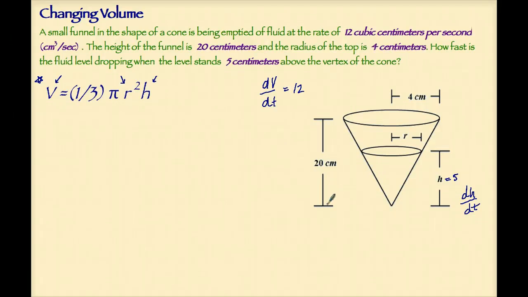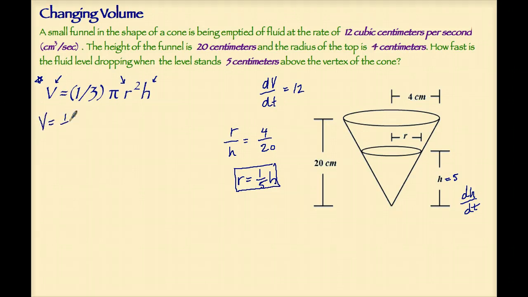Why? Because they told us that the height of the cone is 20 and the radius at the top is 4. The relationship between the height and the radius is proportional all the way down. So r over h is always going to be proportional to 4 over 20. Using this proportion, we'll be able to rewrite radius in terms of height. That means r is equal to 1/5 h, always, which means we can substitute that value in for r in our volume formula, giving us a simpler formula to deal with.